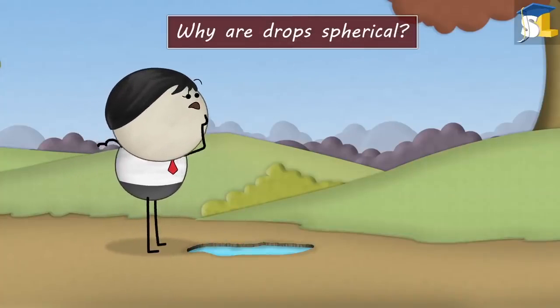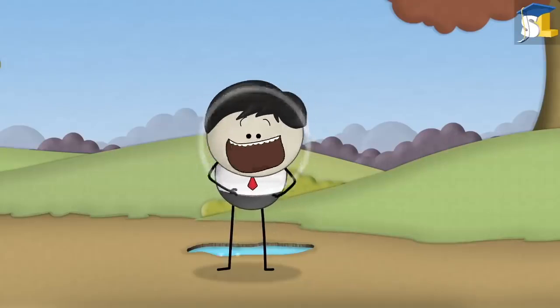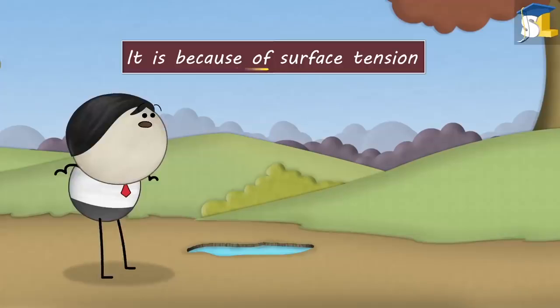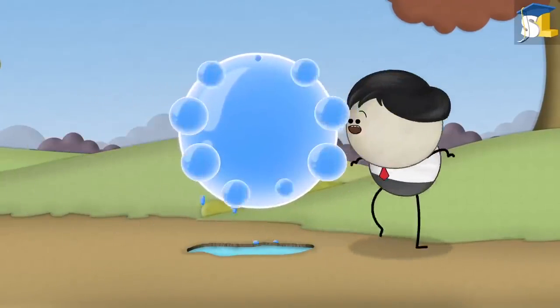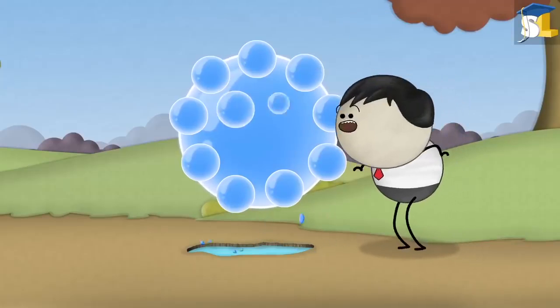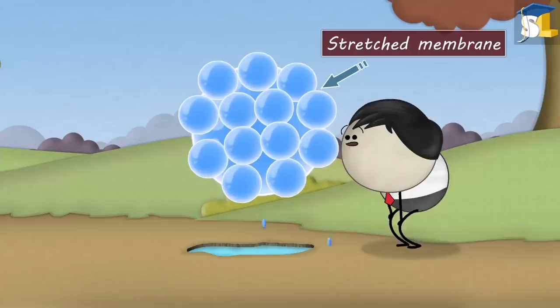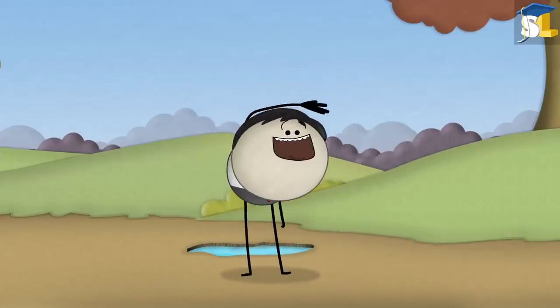Topic: surface tension. Why are drops spherical? Because personally, I'm fond of spherical shapes as compared to squares. Nah. It is because of surface tension. Surface tension is the property of liquids by which surface molecules of a liquid try to hold the liquid together by acquiring minimum surface area and acting like a stretched membrane. You know what? Everything just went over my head.